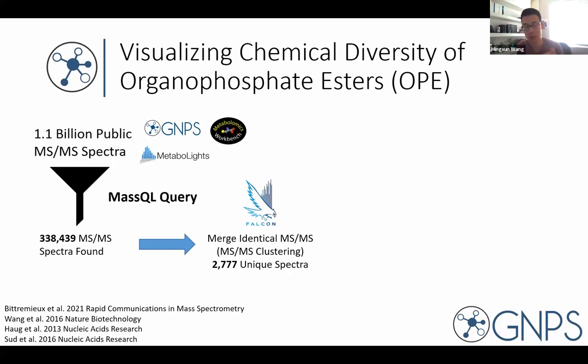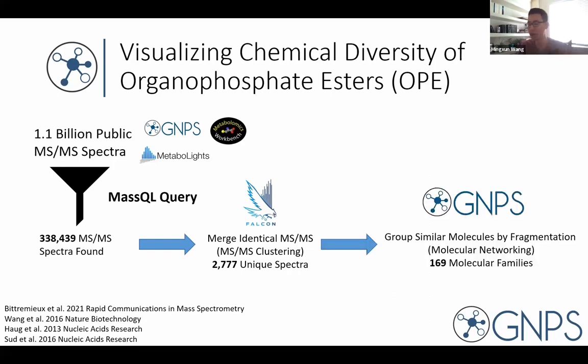So this yielded a little under 3,000 unique tandem mass spectra, and we visualized them into families of similar fragmentation with molecular networking, something you all have learned a little bit about. This reduced the complexity even further by another order of magnitude. And Nina was able to start exploring this data that she was not able to explore previously, just because we couldn't create molecular networks of all public mass spec data before.